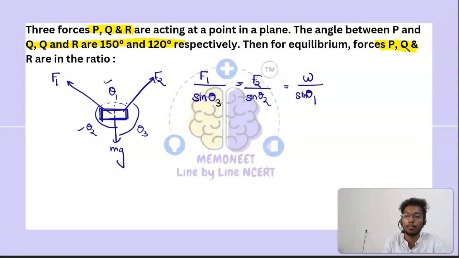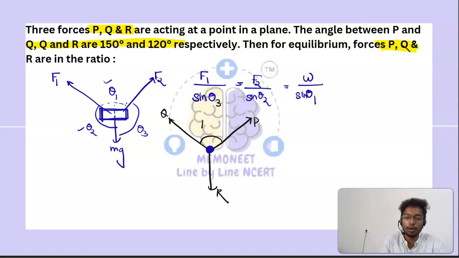So this is Lami's theorem. If we put this theorem in this question, we have three forces, that is P, Q and R. Let's say this is one object here. We have to find the three forces P, Q and R. Let's say this is P, this is Q and this will be R, and the angle between P and Q is 150 degree.